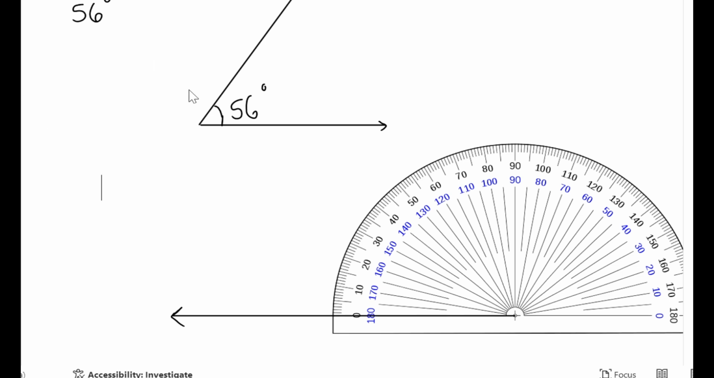Alright. Now I'll see where 56 degrees is. Now if you can see, the 0 is here. The outer 0 is aligning with my line. So I will check the outer number. So I have 50 here, 55 here and 56 over here.